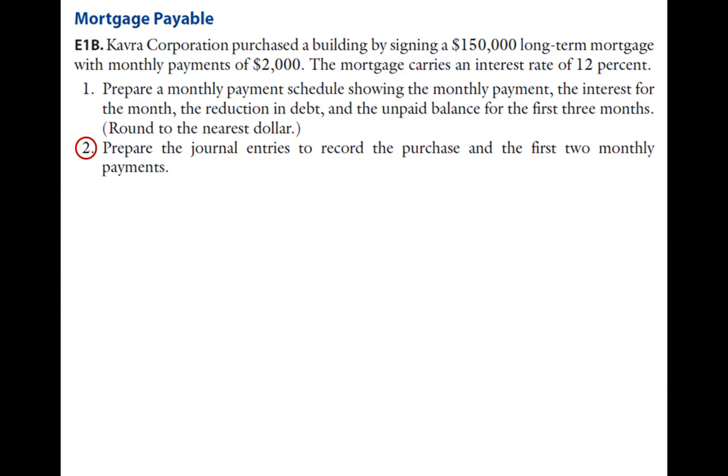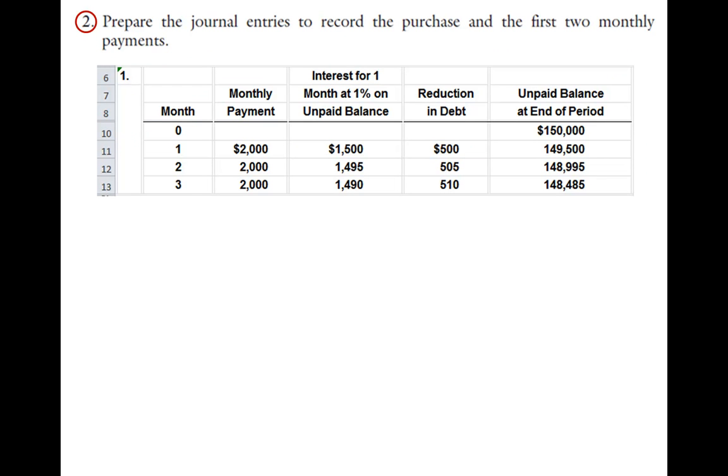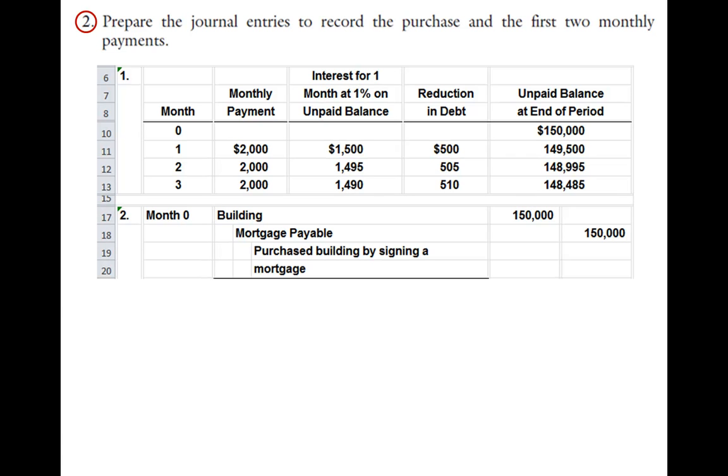So we're going to prepare the journal entries to record the purchase and the first 2 monthly payments. Here's our table that we created, and we'll go off of month 0 to record our journal entry for the purchase. We purchased the building, so we debit building, that's our asset, and then we credit mortgage payable, which is now our liability account, for $150,000.